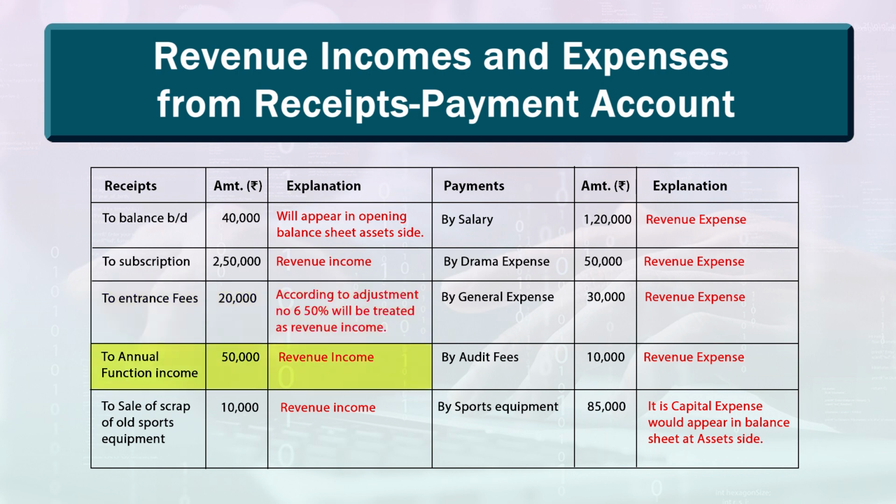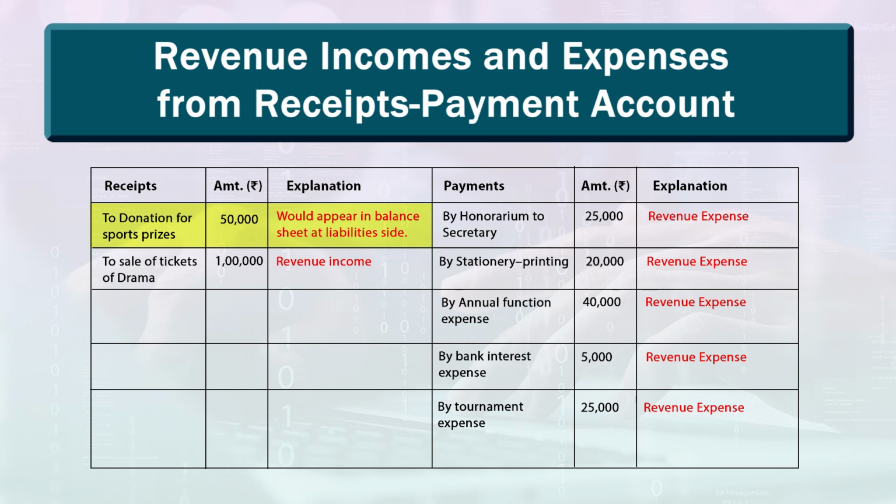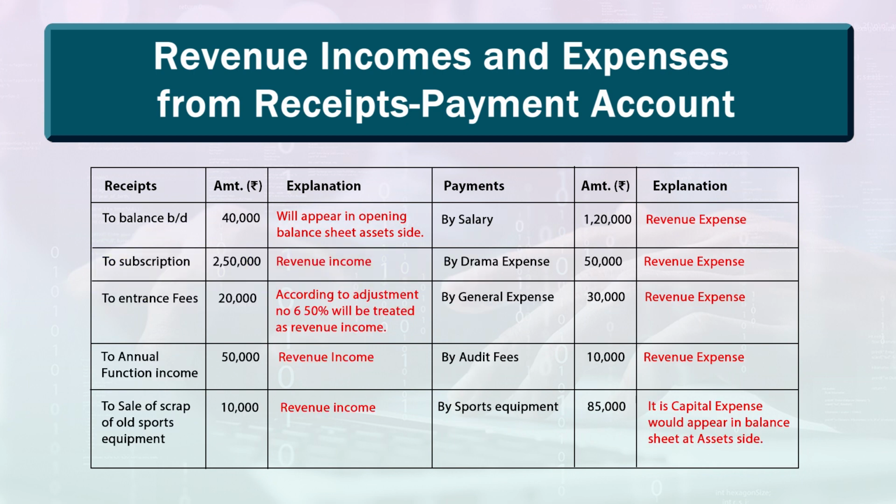Then there is annual function income of rupees 50,000. It is a revenue income. Further, there is sale of scrap of old sports equipment of rupees 10,000. It is again a revenue income. The donation for sports prizes of rupees 50,000 would appear in balance sheet at liabilities side. The sale of tickets of drama amounting to rupees 1 lakh is a revenue income. Let us move on to the payment side.